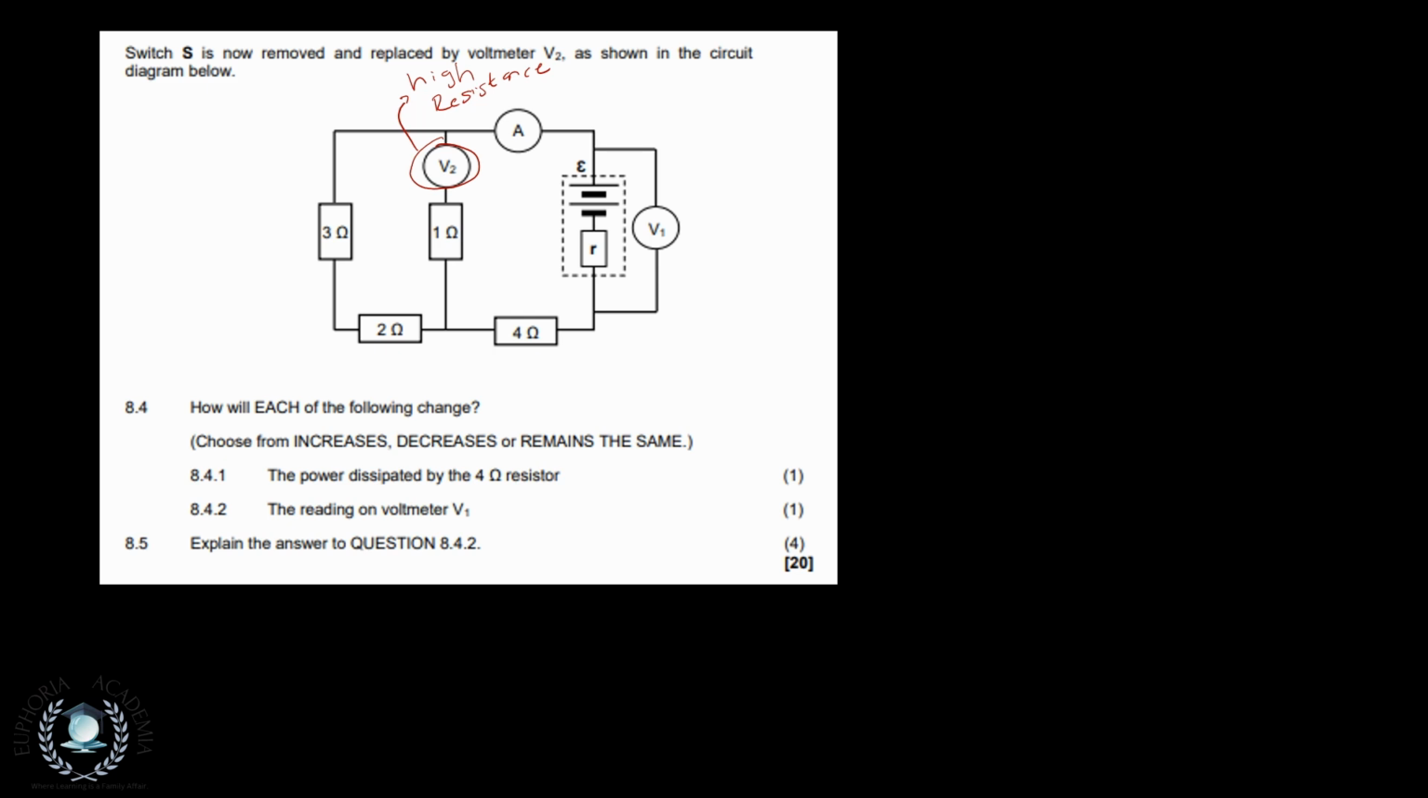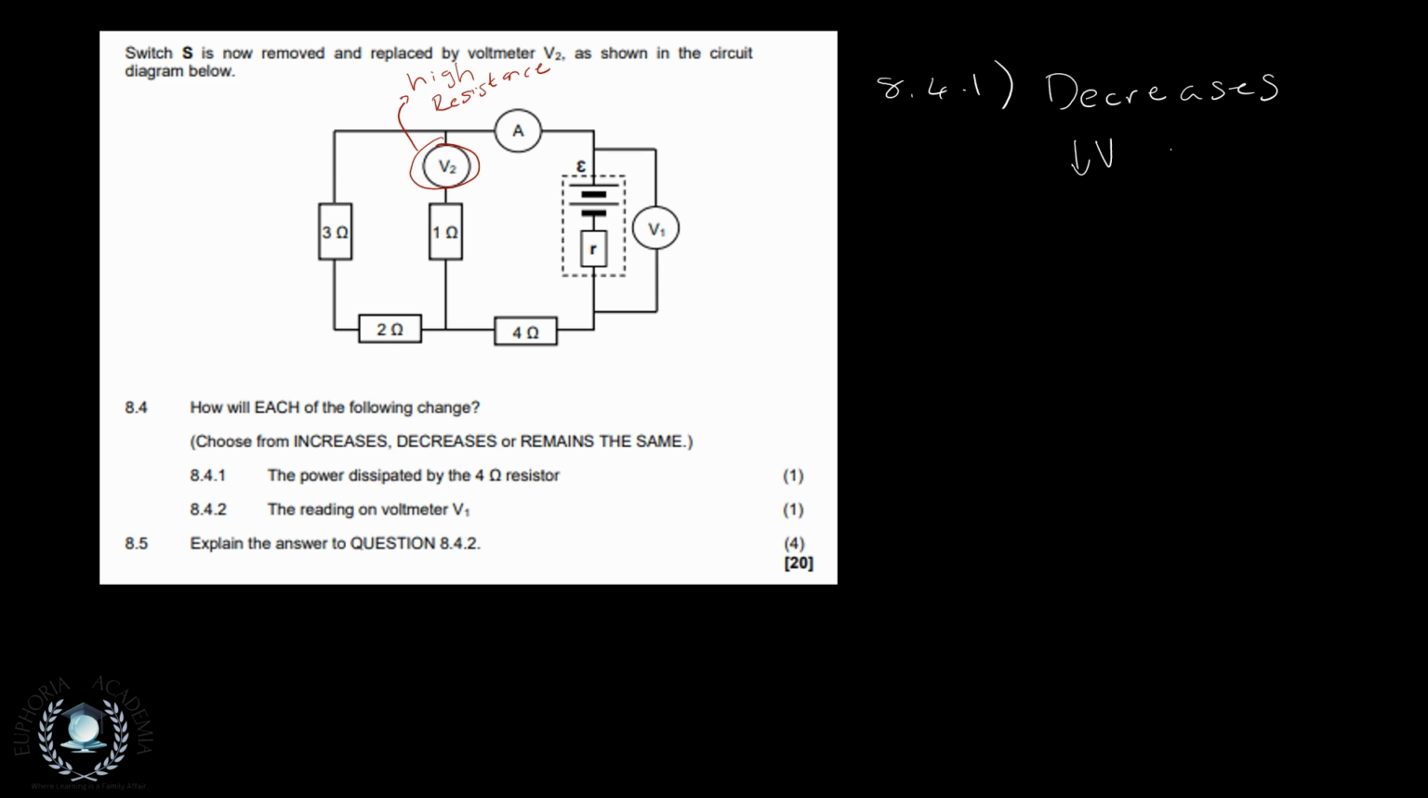We need to choose from increases, decreases, or remains the same. All right, so for question 8.4.1, it asks us the power dissipated by the 4 ohm resistor. Does it increase, decrease, or remain the same? Well, it will decrease, because essentially the voltage across it will decrease, right?